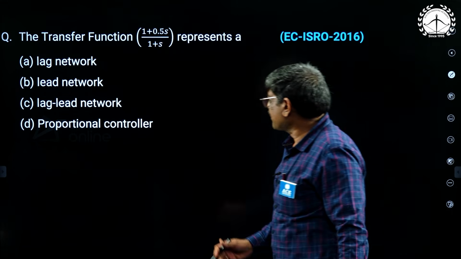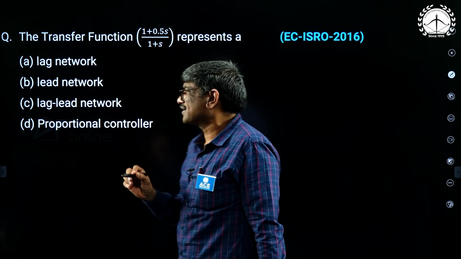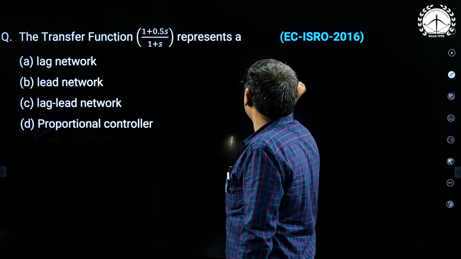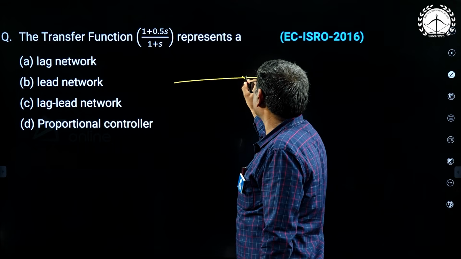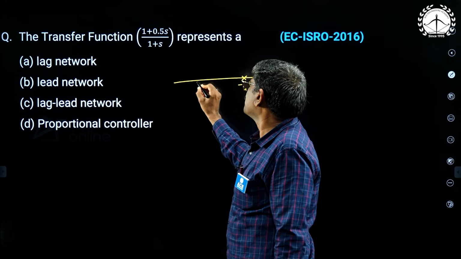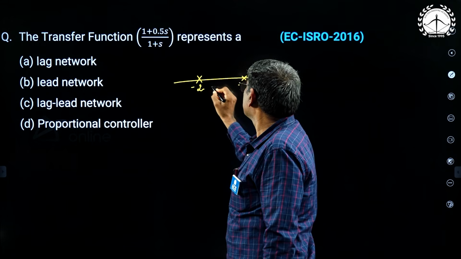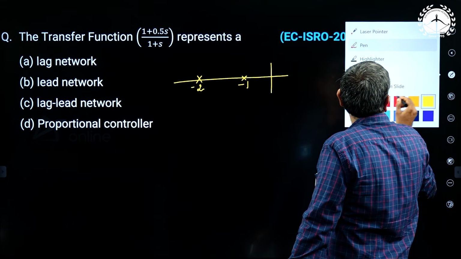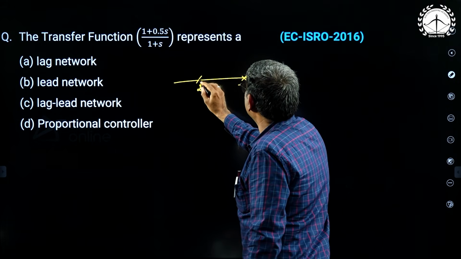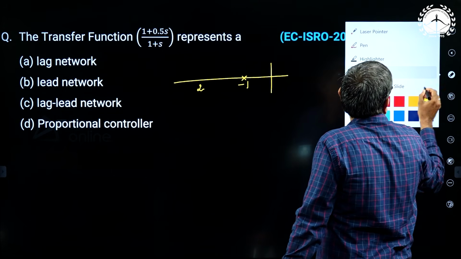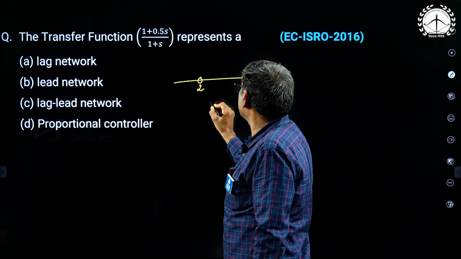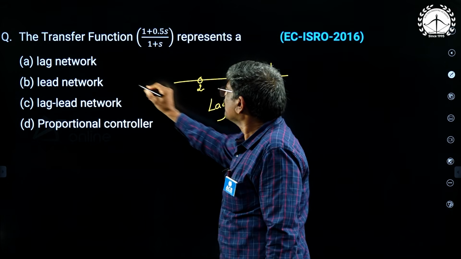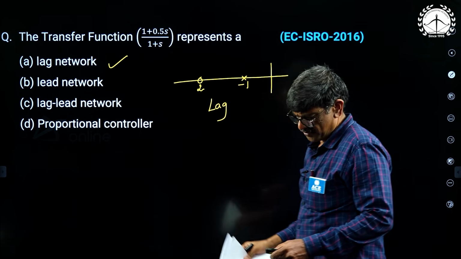They have given a transfer function and are asking which network it is. Simply identify the pole and zero locations. What is the location of the pole? Minus 1. What is the location of the zero? Minus 2. The zero is at minus 2, so it is a lag compensator. So the answer is A.